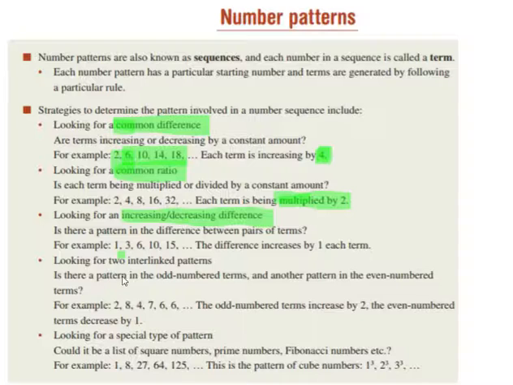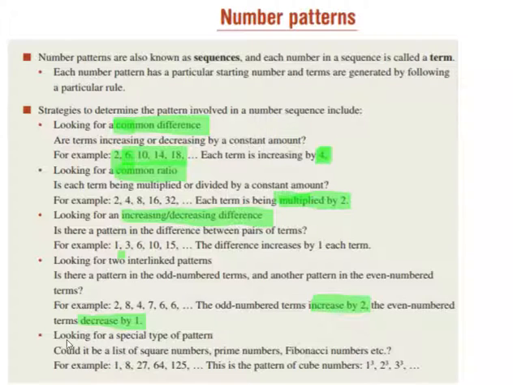This next type of pattern is one that could involve 2 patterns at once. If you look at every odd term here, 2, 4, 6, it's increasing by 2. Look at the even numbered terms, you've got 8, 7, 6, and they're decreasing by 1. So that's a pattern where you've got 2 things happening at once. Again, that's a very special one, and you won't see it that often.